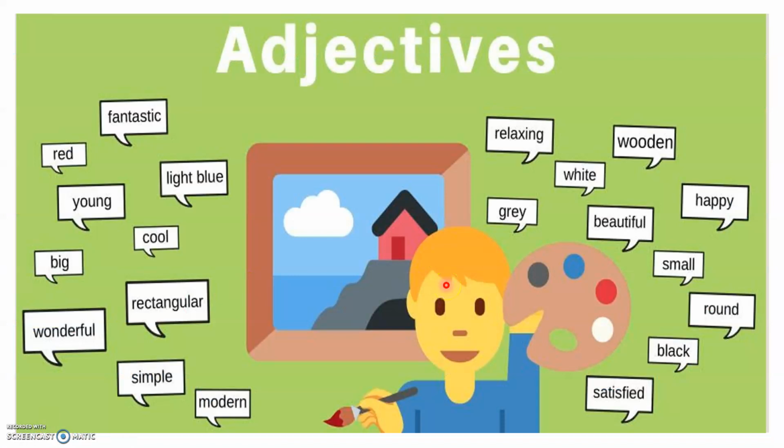Now, first of all, kids, if I ask you, what is an adjective? An adjective or adjectives, they are describing words, right? So they tell us more about the nouns around us. We can tell about their sizes, their colors, their shapes. We can talk about our feelings. So adjectives are describing words. We use them to describe different nouns around us. For example: fantastic, young, big, cool, wonderful, simple, modern, blue, red. All these are different examples of adjectives.